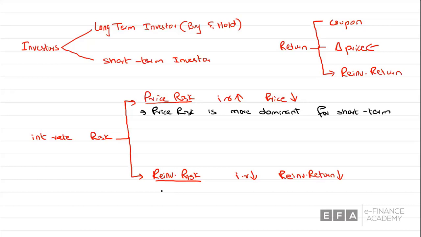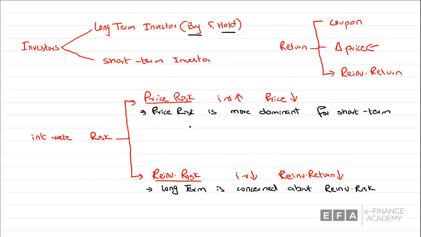When we speak about the reinvestment risk, for the long-term investor, because the long-term investor intends to buy the bond and hold it until maturity, therefore the investor is not concerned about the movement or fluctuation in the market price. Rather, the investor is concerned about reinvesting the coupon until the end of maturity, and hence the impact of interest rate movement on the reinvestment return would be more of a concern to the long-term investor. Hence, long-term investor is concerned about reinvestment risk.